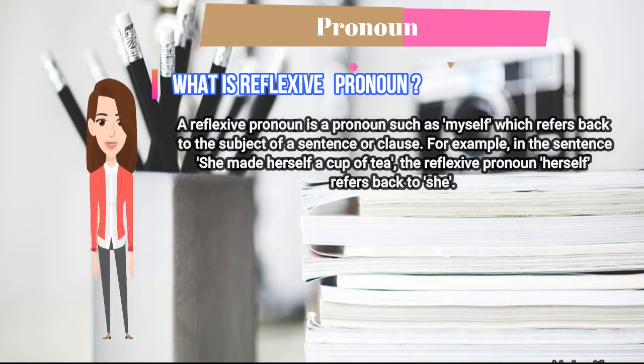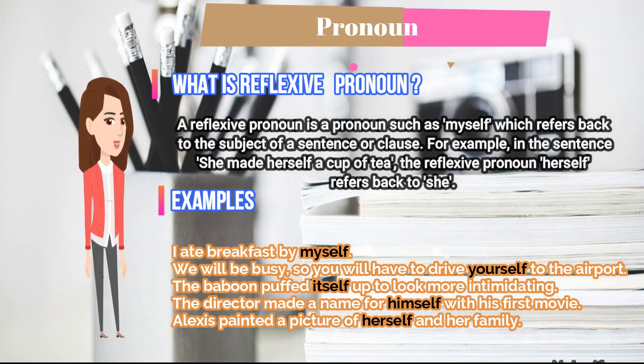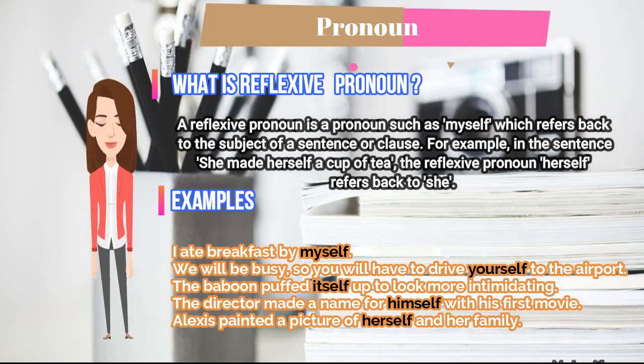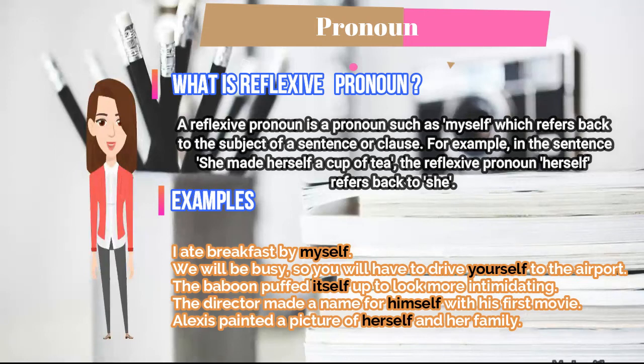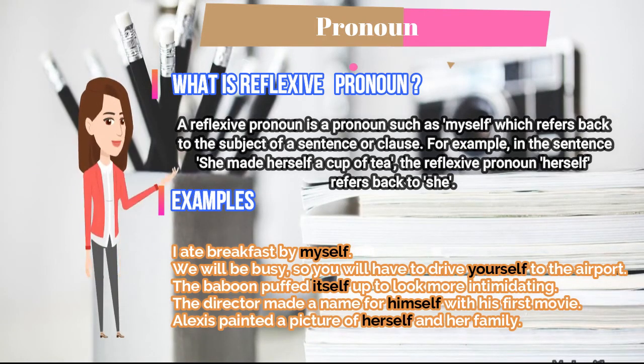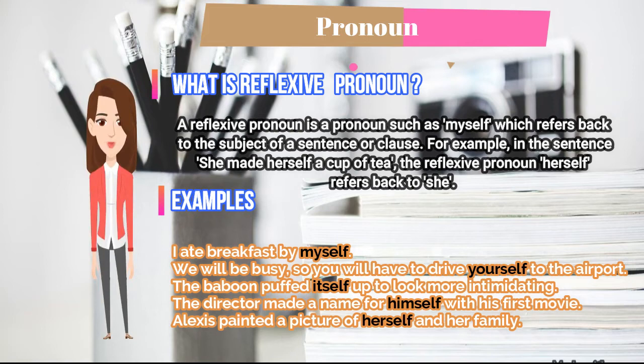Let's look at how we use reflexive pronouns in sentences. I ate breakfast by myself. We will be busy, so you will have to drive yourself to the airport. The baboon puffed itself up to look more intimidating. The director made a name for himself with his first movie. Alexis painted a picture of herself and her family. In these sentences, myself, yourself, itself, himself, and herself are the examples of reflexive pronouns.